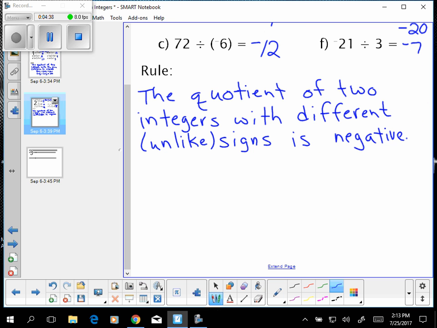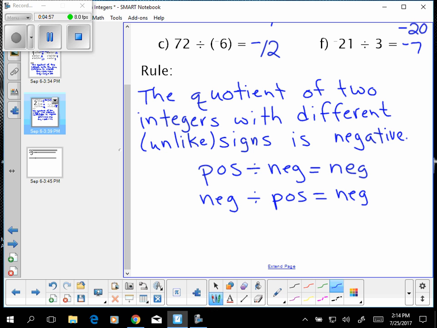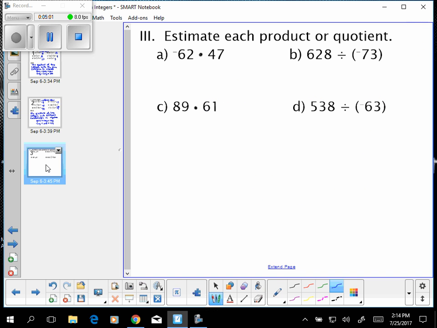So for division, if I take a positive number and divide by a negative number, my quotient will be negative. If I take a negative integer and divide by a positive integer, my quotient will also be negative. One of the applications of this will be with estimating.